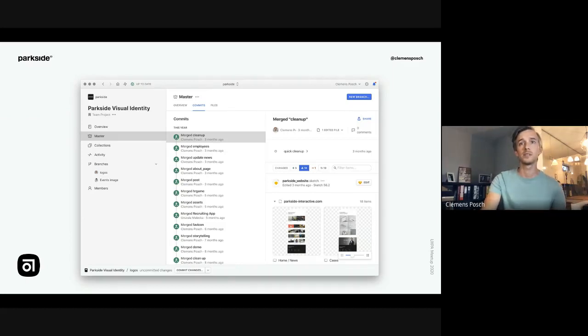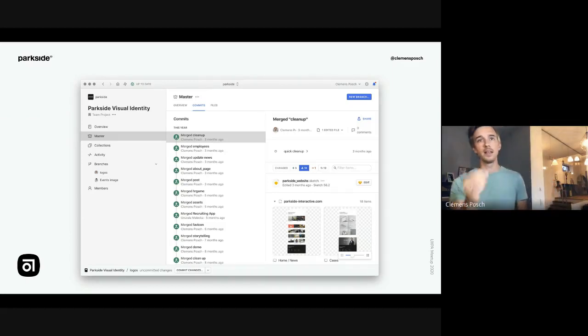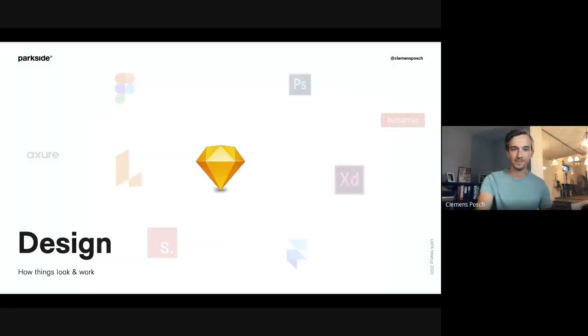I think that was end of last year. If you're really keen on your processes and integrating it with your product owners into Jira, you can put your Jira numbers there as well. Let's move on. Design, how things look and work.